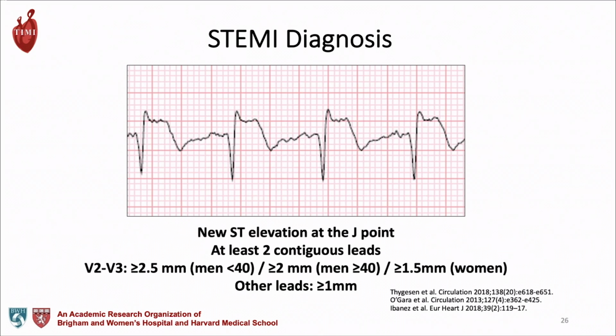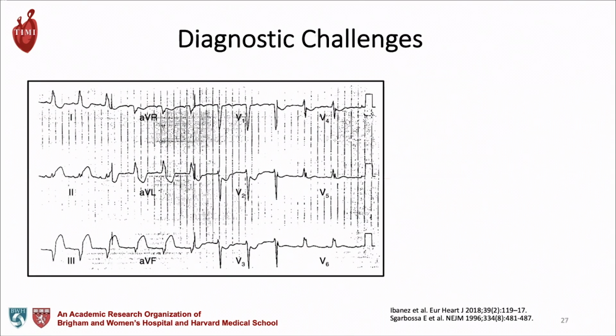Now, the magnitude of ST elevation that meets criteria depends on which leads are involved. If it's the anterior precordial leads, V2 through V3, then there has to be a greater magnitude of ST elevation to qualify as a diagnosis of STEMI. The specific thresholds depend on whether it's a man or a woman and the particular age of the patient. Outside of these leads, the diagnostic threshold for magnitude of elevation is greater than or equal to 1 millimeter.